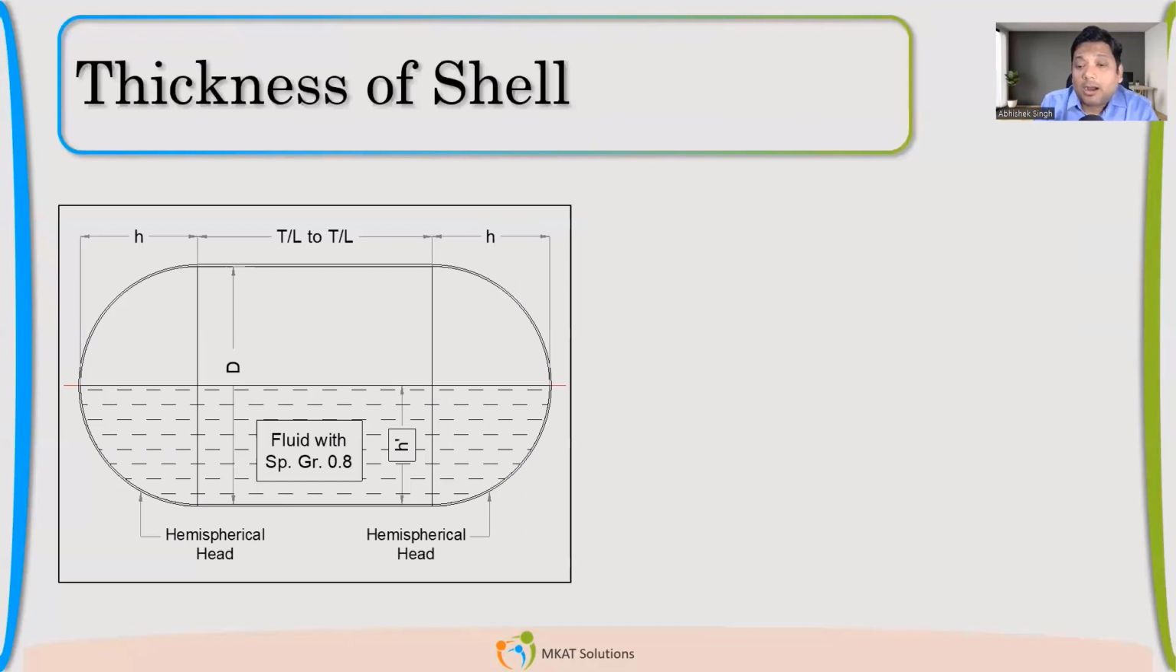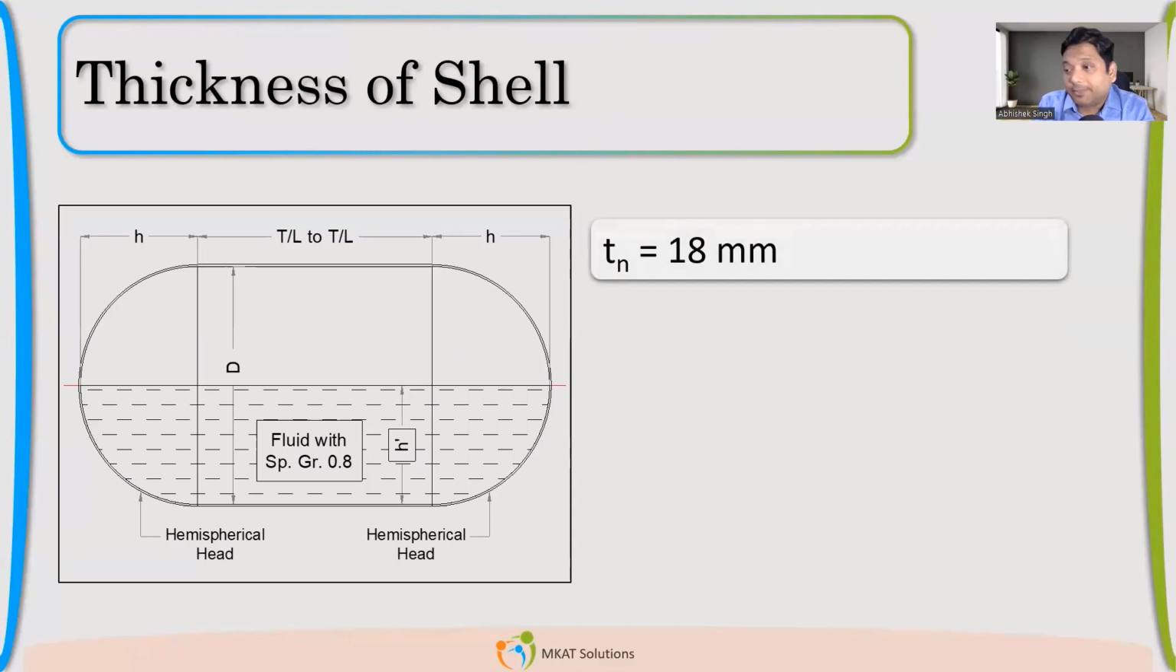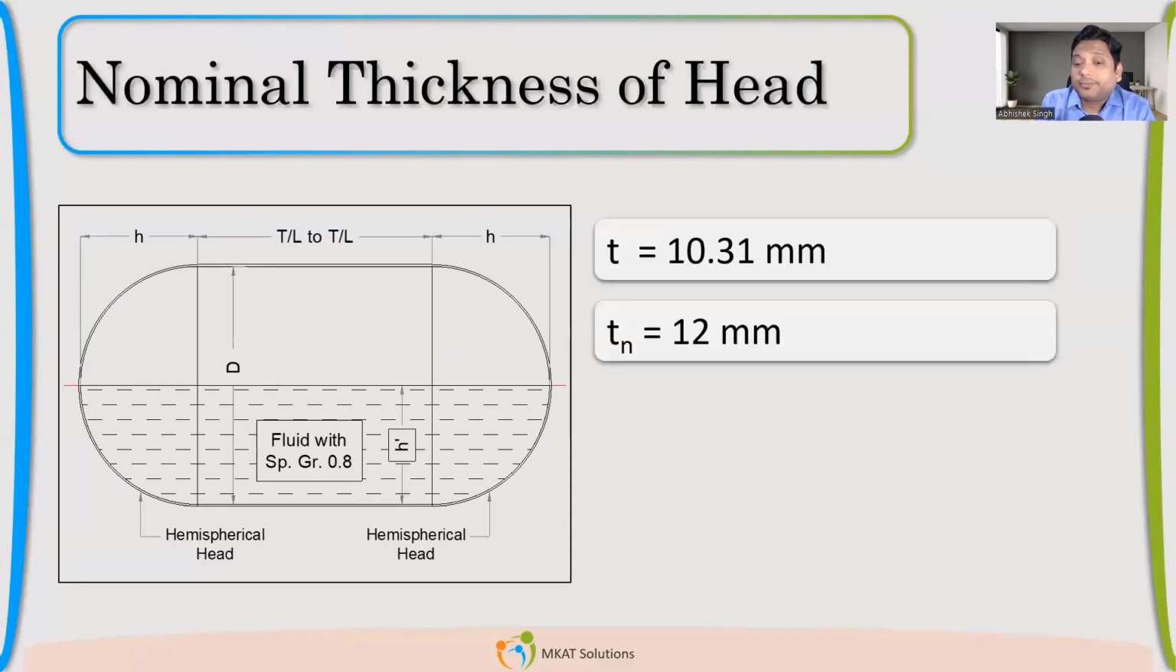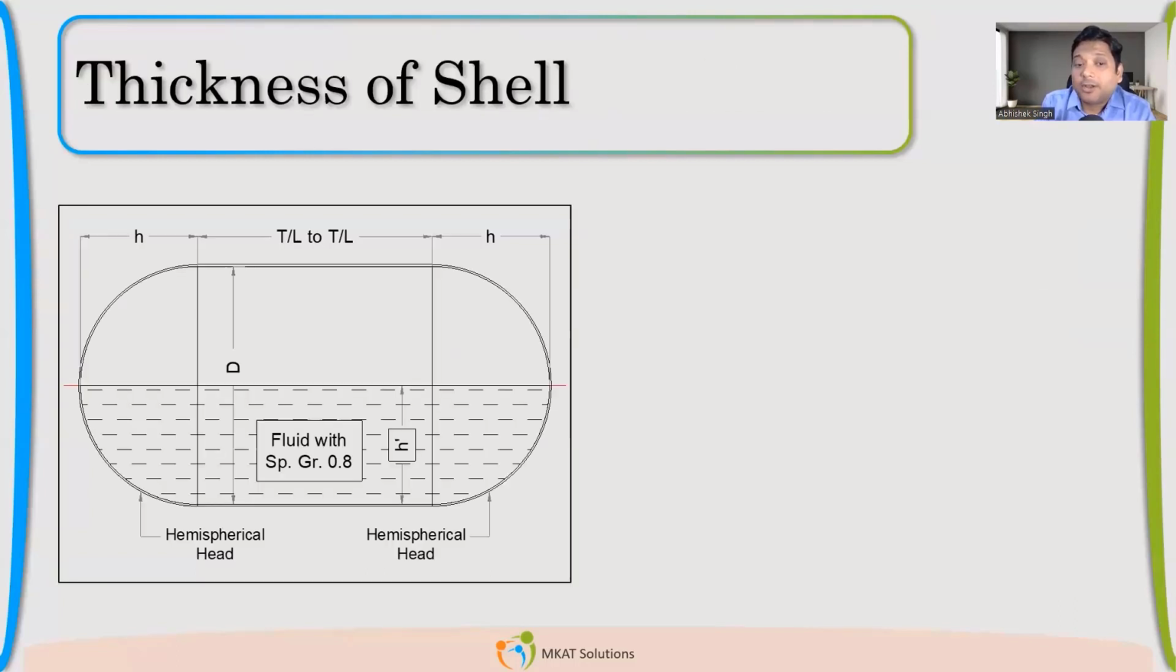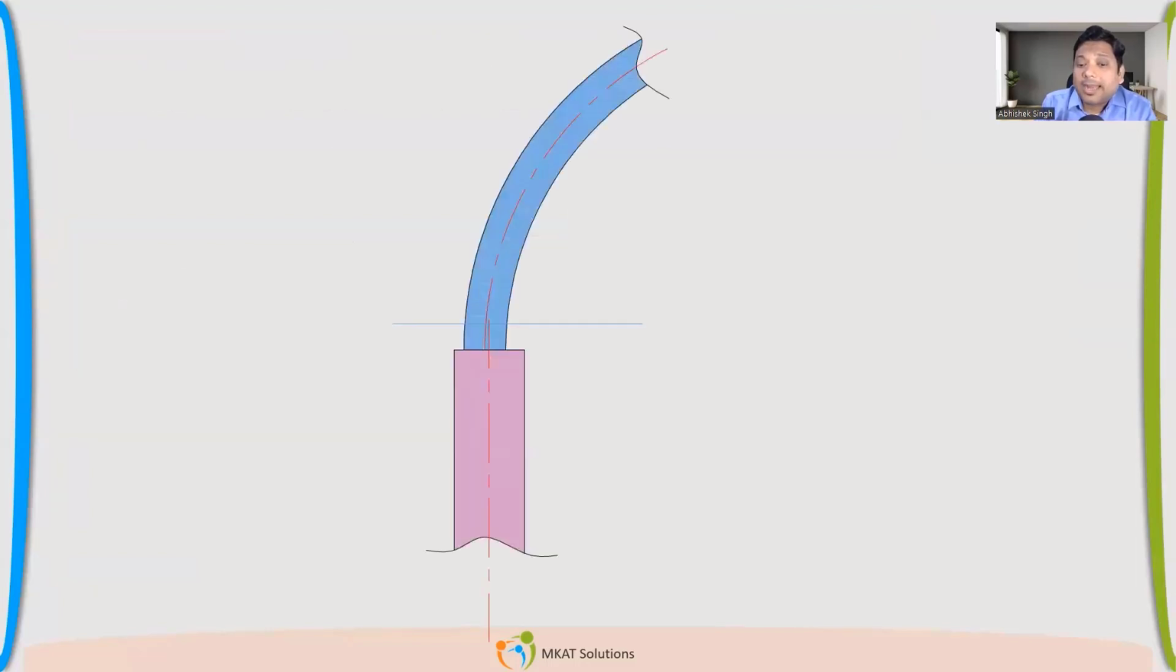Now there's a typical case. I'm just creating one scenario. In the same calculation, I got the shell thickness as 18 mm. So dish end, what did we get? Dish end we got 12 mm. For shell, we got 18. Now I need to join them. Can I join like this?